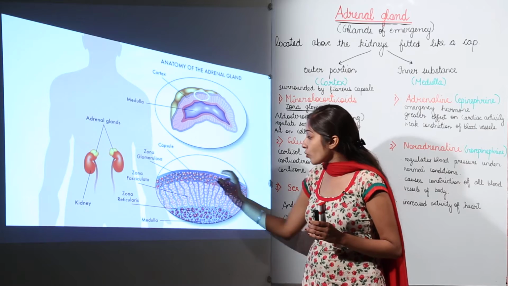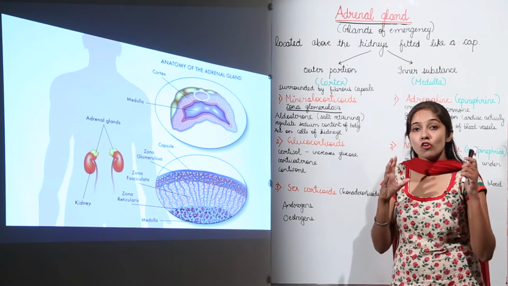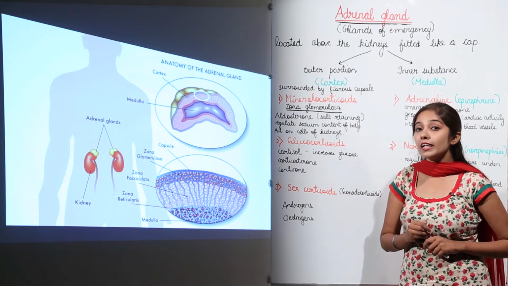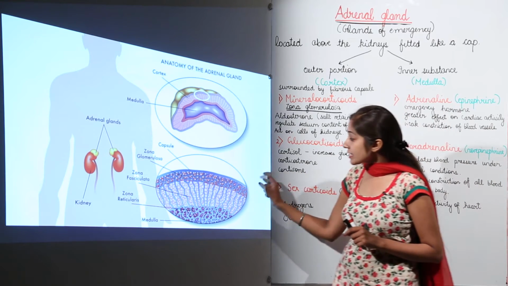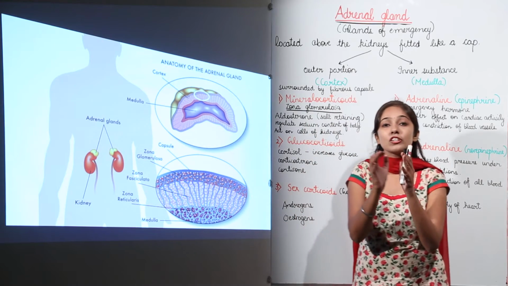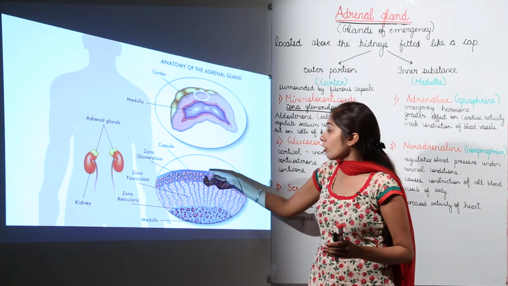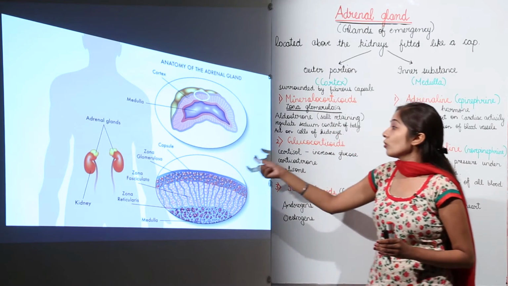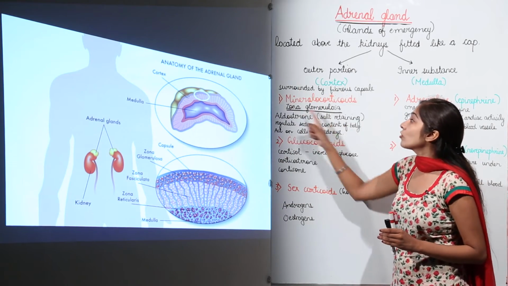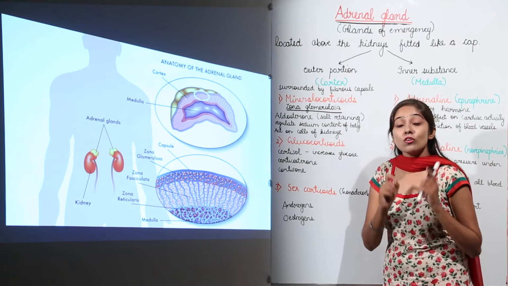This first zone forms 15% of the adrenal cortex. You can see that there are very small spherical cells that are very compactly arranged. And the cells of the zona glomerulosa are going to secrete what? Mineralocorticoids.